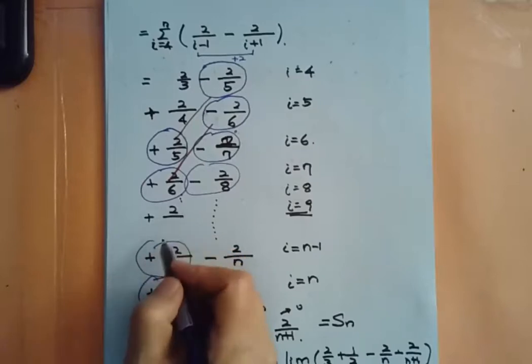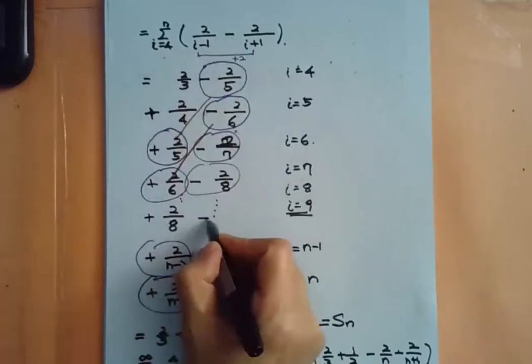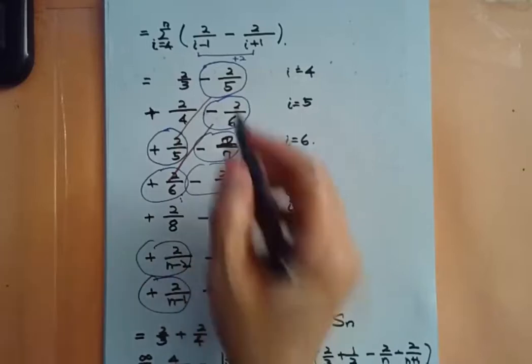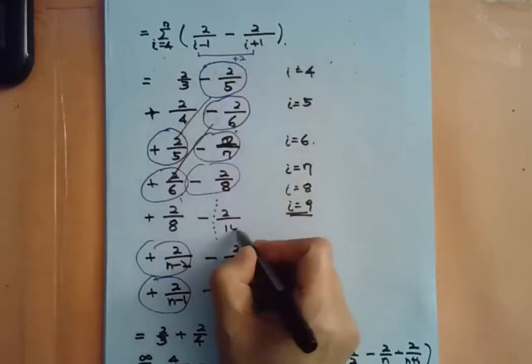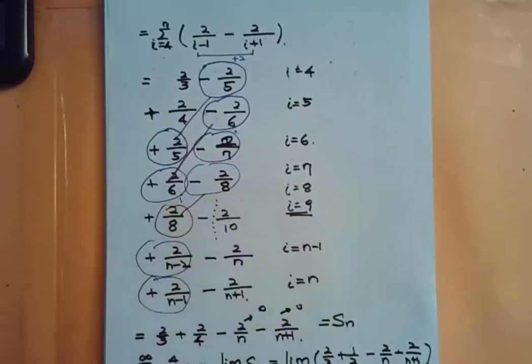2/9 minus 1 will be 8. Minus 2/I plus 1 will be 10, right? And then this one will cancel with this one. Any other question?